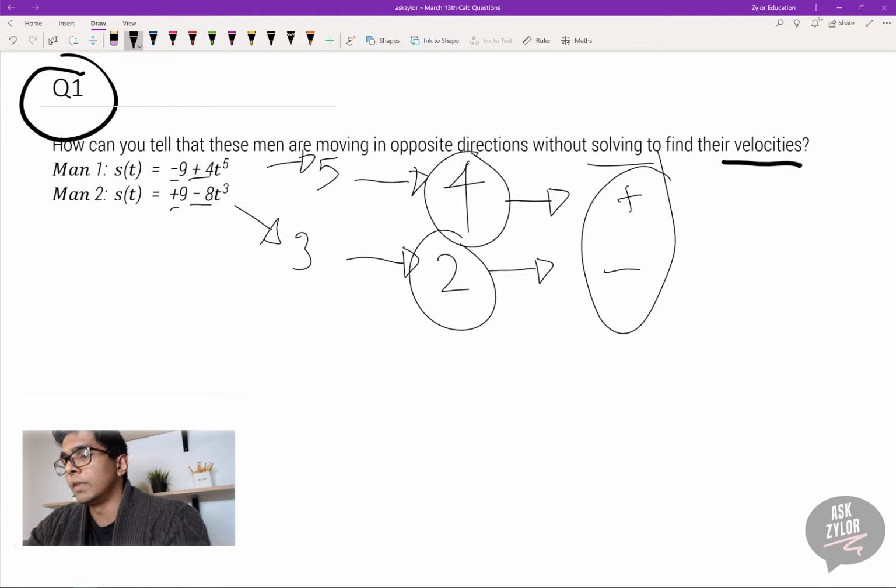So how am I going to solve this? I basically looked at what the exponent for my derivative could be. So for each of them it was 4 and 2, which are both even. So they're not really going to affect my velocity. So I'm just looking at my coefficients, and I saw that -8 and +4 are going to affect the velocity. So that means for the man with the positive coefficient, my velocity is going to move in a positive direction, and for man 2, my velocity is going to move in the negative direction.